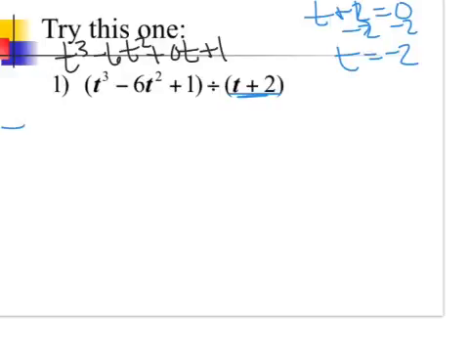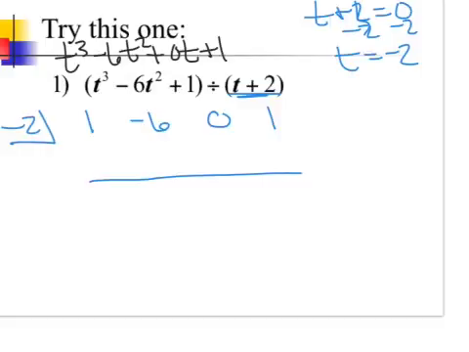So that goes in our box. And then your coefficients in descending order. So 1, negative 6, 0, and 1. Leave a little bit of space. Carry down your first coefficient, which is 1. Multiply by the number in the box. So 1 times negative 2 is negative 2. Add that column. Negative 6 and negative 2 is negative 8.